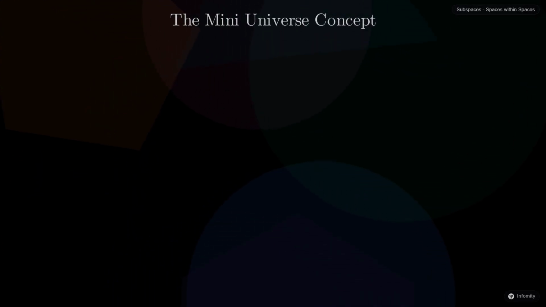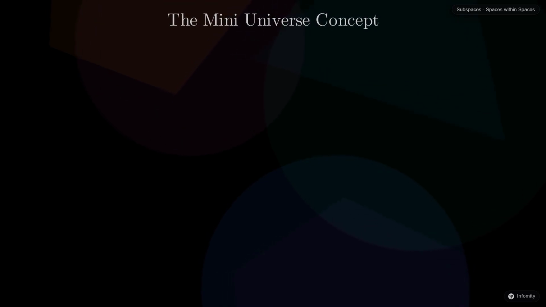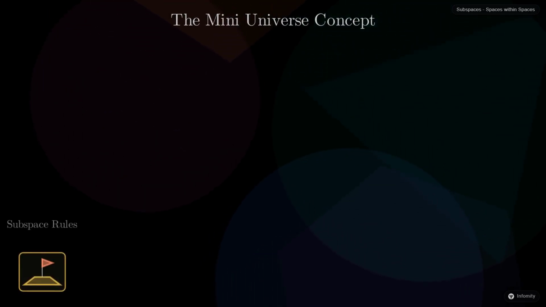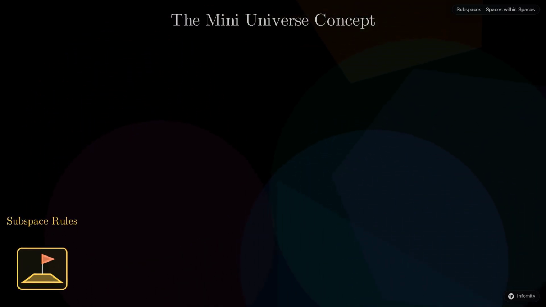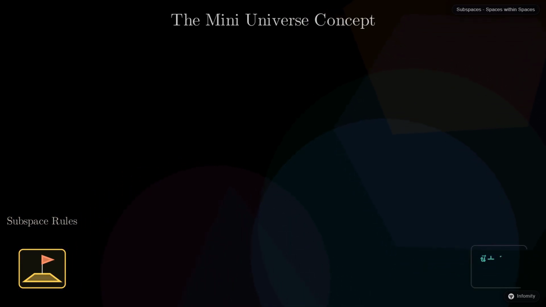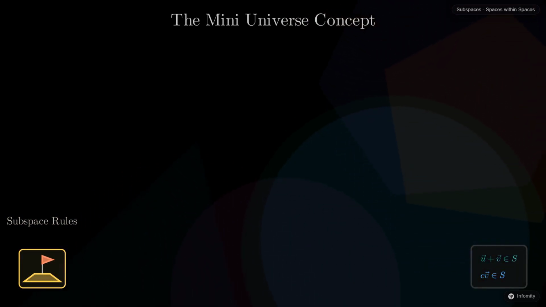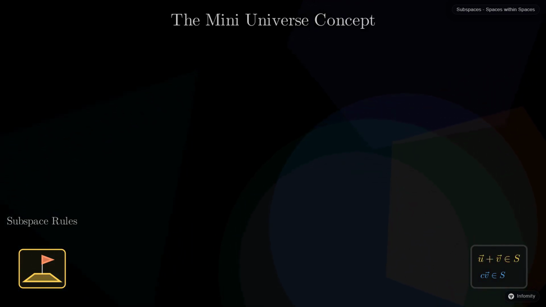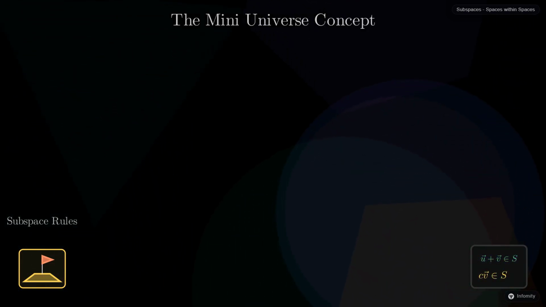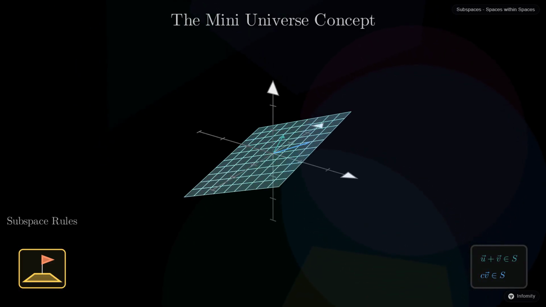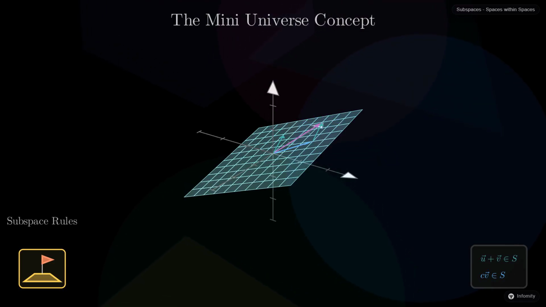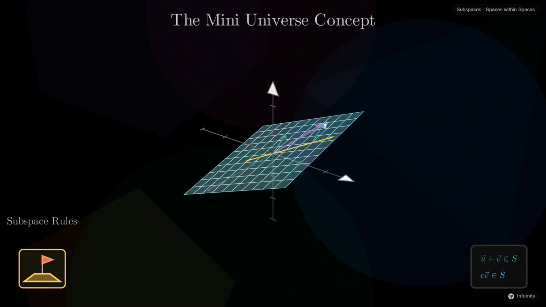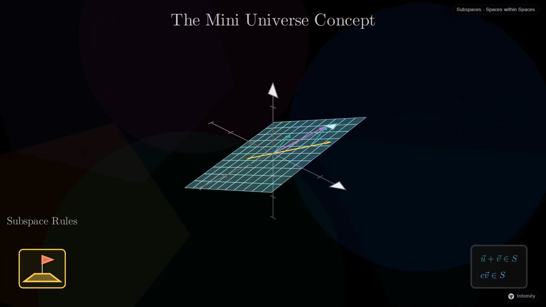To build a valid subspace inside our larger vector space, we have to follow strict mathematical laws. Remember our sandbox? Think of a subspace as a mini universe where we can explore forever without ever stepping outside. To make this work, the subspace must be closed under the basic operations of vector addition and scalar multiplication. Specifically, if you take any two vectors in this space and add them, the result must lie inside. Likewise, if you scale any vector by any number, the resulting vector must also stay in the space.